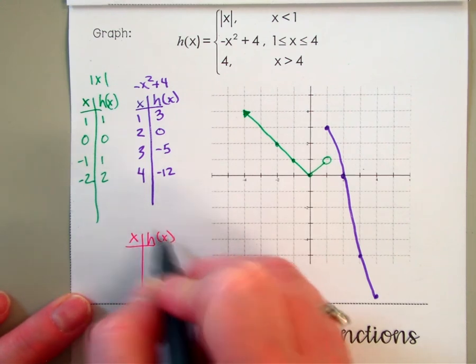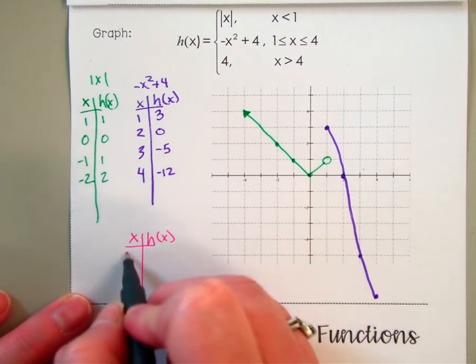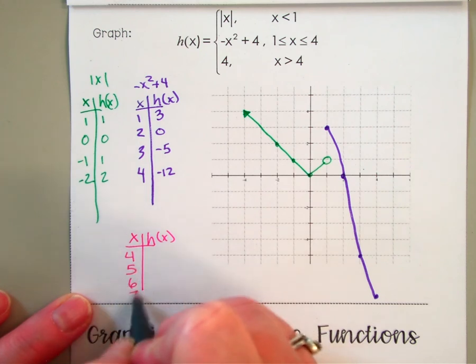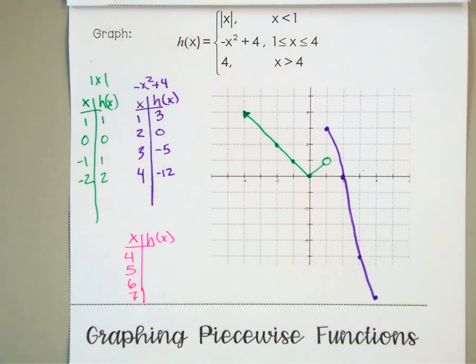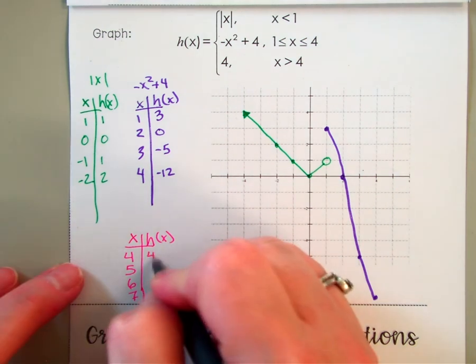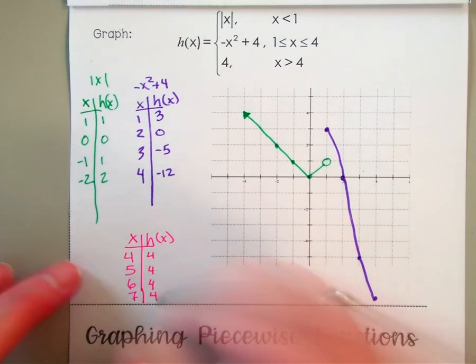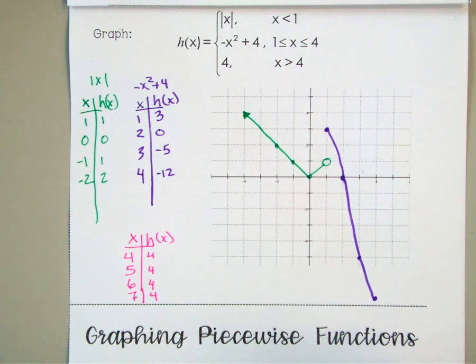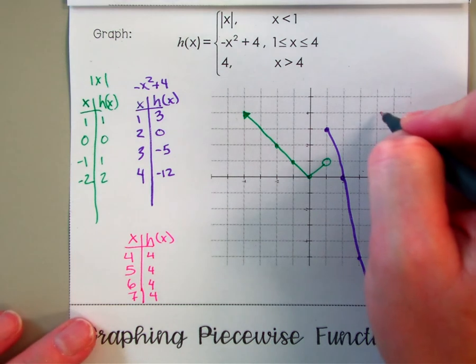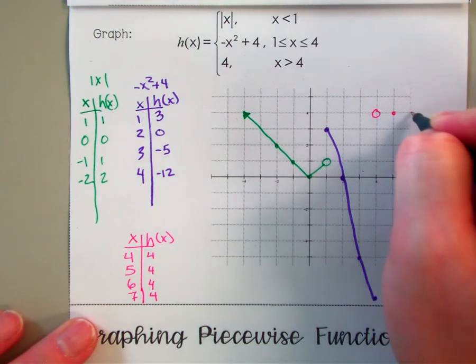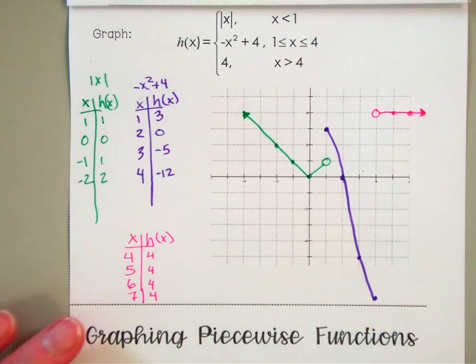And then for our last part, it's a constant. Your y is always going to be a 4. Our x domain, though, goes from 4 on. So again, I need that point at 4, 4 because I need that open circle. There we go.